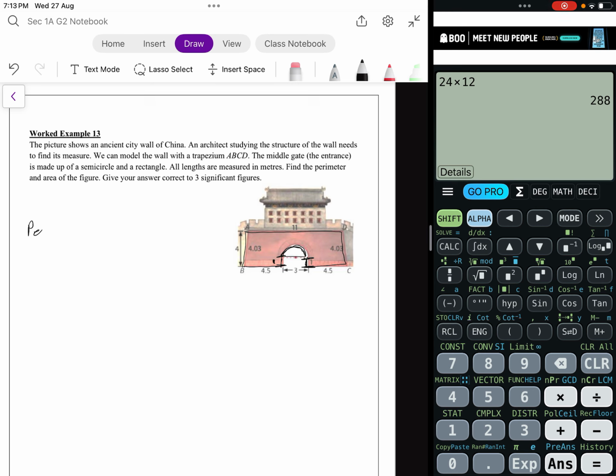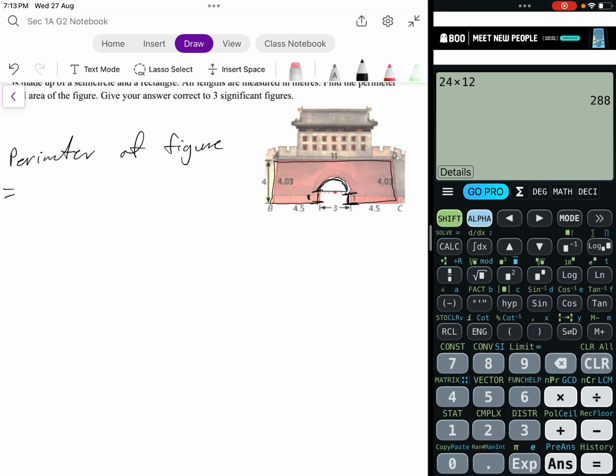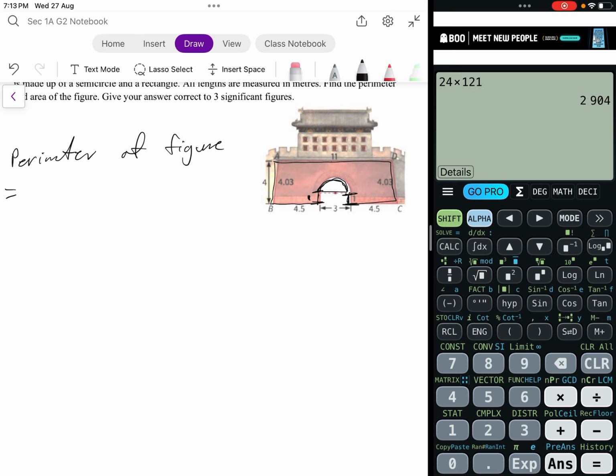Perimeter of figure. Let's start with what we have, which is 11, 4.03, 4.03. 11 plus 4.03 plus 4.03 plus 4.5, 4.5, plus the two ones here, 1 here, 1 here. Then we need to add this semicircle.